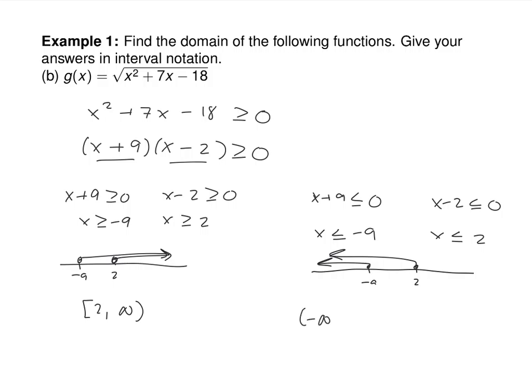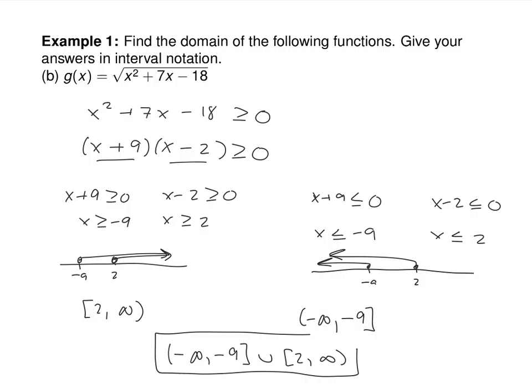So -infinity to -9. So the answer would be -infinity to -9. Those numbers work, and 2 to infinity. Everyone that did it this way, when they did their test, missed this part of it. Because nobody thought, oh my gosh, if two things multiply to positive, they have to either both be positive or both be negative. I showed you a different way because I think my way is easier.